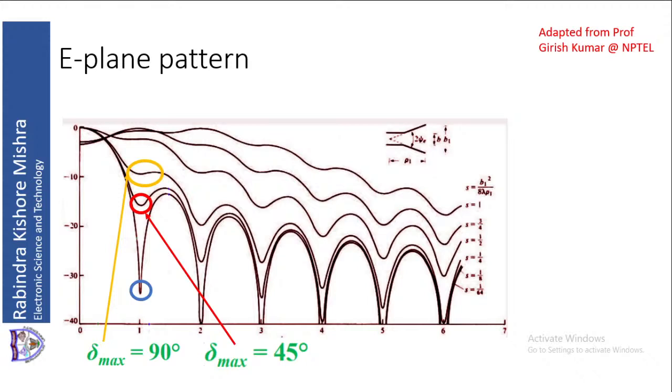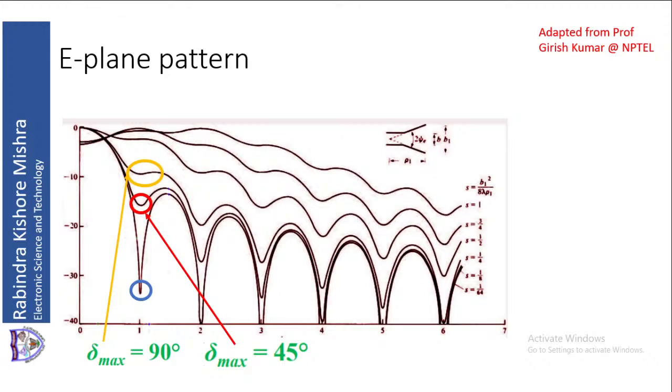So look at the E-plane pattern. If I look at the E-plane pattern, delta max is equal to 90 degree. You can see it is at around 10 dB, or minus 10 dB or minus 13 dB. There is a good shoulder there at delta max is equal to 90 degree. If I go for a phase error of 90 degree, it is at minus 13 or minus 14 or 13.4, somewhere there.